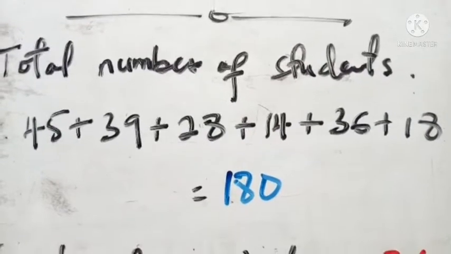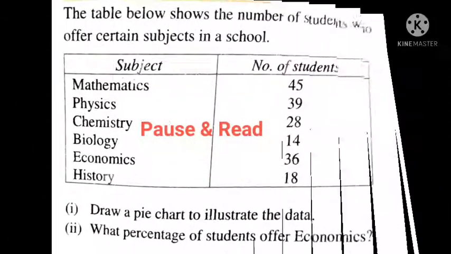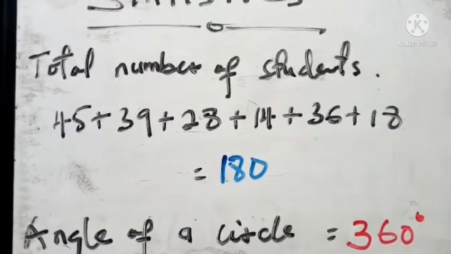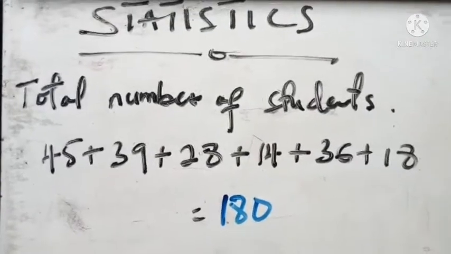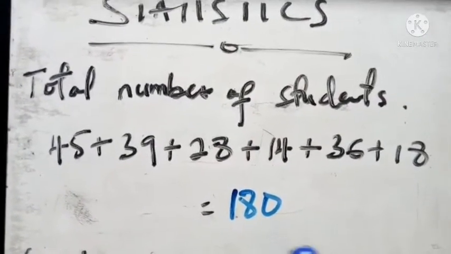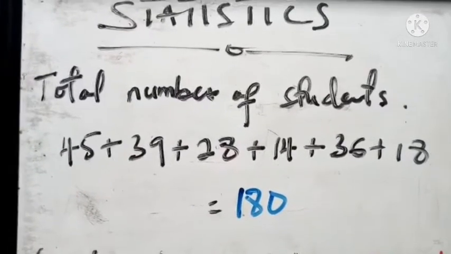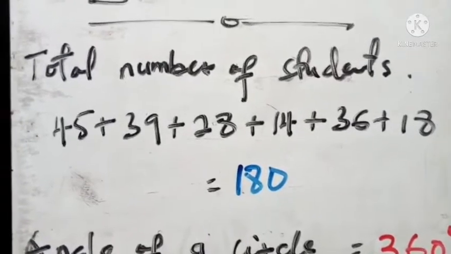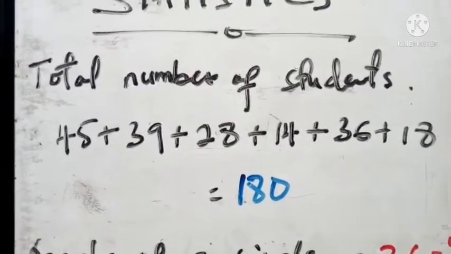We have past questions, so let's have a look at a question. From the question, we are given a number of students who offer certain courses, say mathematics, physics, chemistry, and economics, and so on and so forth. And then at the end, you have been asked to represent that on a pie chart.